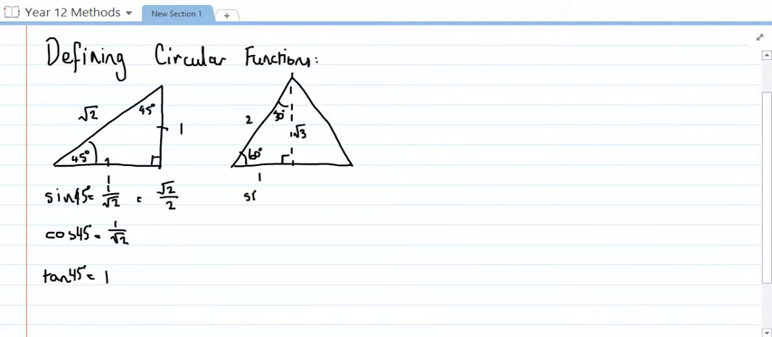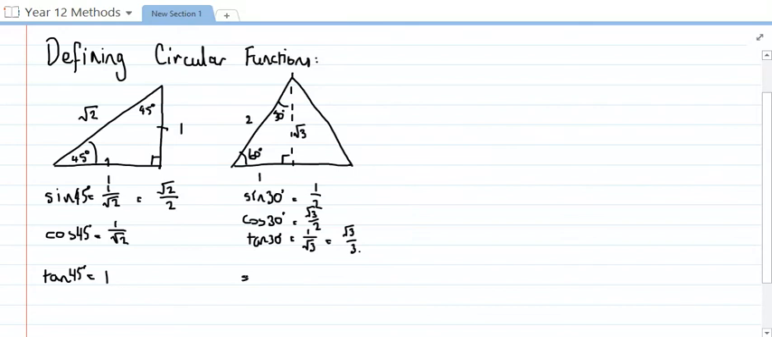So if we go sine 30 degrees, so the opposite over the hypotenuse is 1 over 2. If we do cos of 30 degrees, we're going to do adjacent over hypotenuse, which is root 3 over 2. And lastly, if we do tan of 30 degrees, that is opposite over adjacent, which is 1 over square root of 3, which you might prefer to rationalise the denominator and write as root 3 on 3.